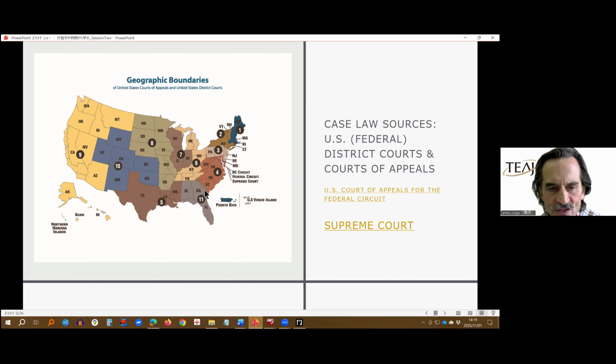And this map shows all of the US district courts. I think this makes it look like there's only 11, but that might be right. And then plus there's the U.S. Court of Appeals for the Federal Circuit. I think a lot of you know about the Federal Circuit. And then there's, of course, the Supreme Court.